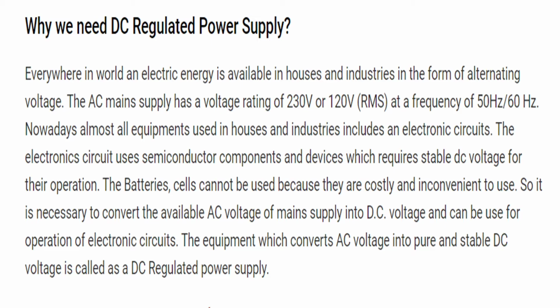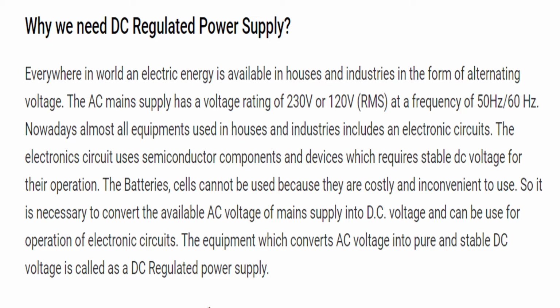Even if you have a washing machine, a microwave, or any other appliance, it is electronically controlled. Most appliances are electronically controlled. The electronic circuit uses semiconductor components and devices which require a stable DC voltage for their operation. Batteries and cells cannot be used because they are costly and inconvenient to use.